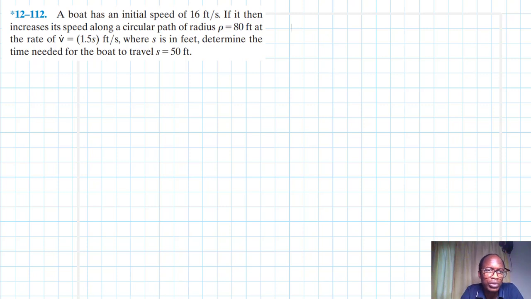The problem reads: a boat has an initial speed of 16 feet per second. If it increases its speed along a circular path of radius rho equal to 80 feet at the rate of v dot, which is acceleration, equal to 1.5 s in units of feet per second squared, where s is in feet, determine the time needed for the boat to travel s equal to 50 feet.